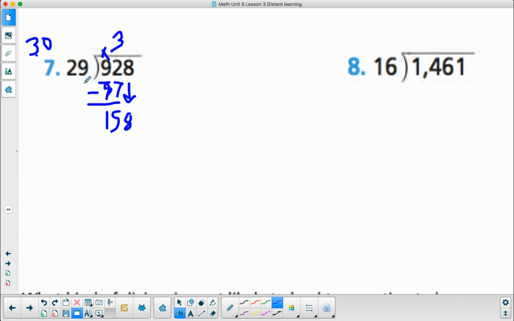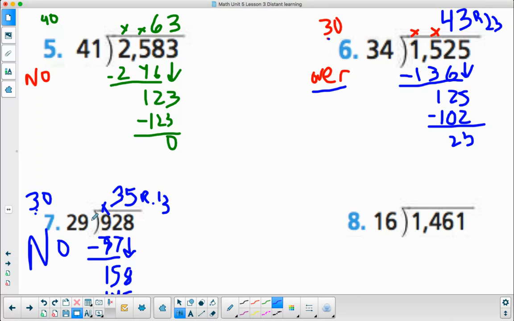Divide 158 by 29. I say how many 3s are in 15? There's 5, so I think there's 5 29s. 5 multiplied by 29 is 145. I did not overestimate. And I get a remainder of 13. So no, I did not have to adjust. So far, 41 and 29 I did not, but 34 I overestimated.